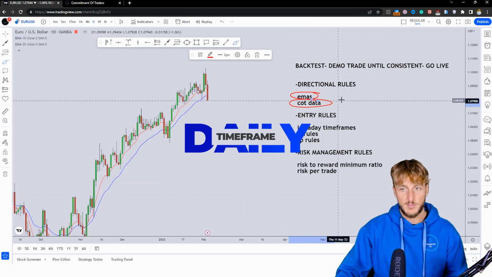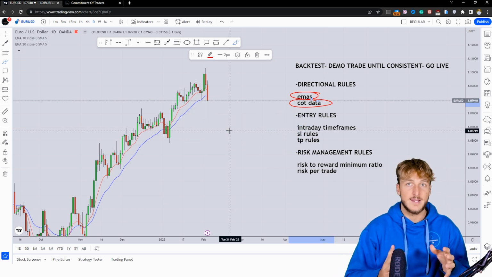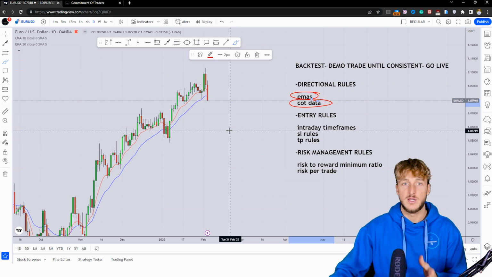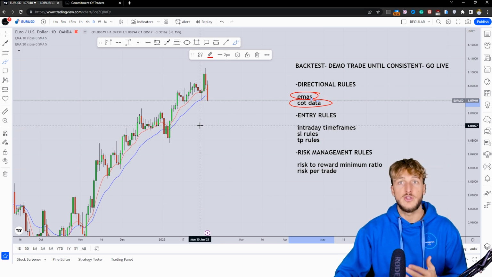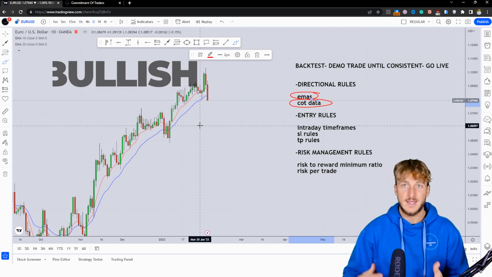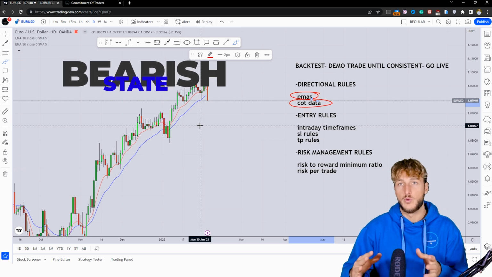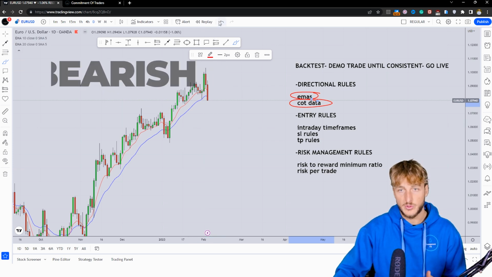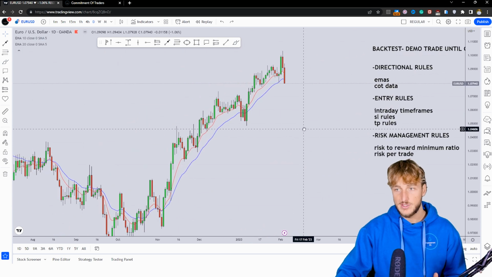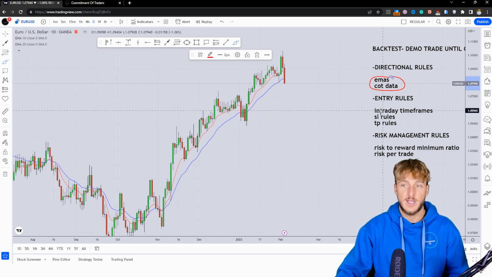So bringing back our directional rules, if you have the EMAs cut for long and net positions getting increased from an institutional perspective, then you're only looking for longs. If net positions are getting decreased and the EMAs are cutting for short, then you are only looking for short setups. So you're only looking to sell. This is a very easy way to use two parameters to determine whether or not you will be only looking for longs or shorts. Then it's time to move to the entry rules.